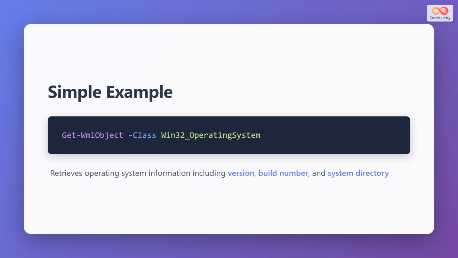Here's a simple practical example. When you run Get-WmiObject with the -class parameter set to Win32_OperatingSystem, PowerShell retrieves comprehensive operating system information. This includes details such as the Windows version, build number, and system directory. This is one of the most commonly used WMI classes because it gives you essential information about the operating system running on your computer.